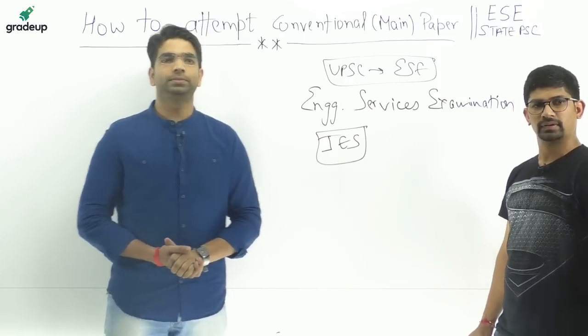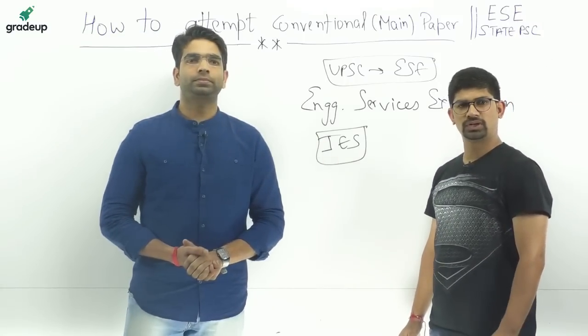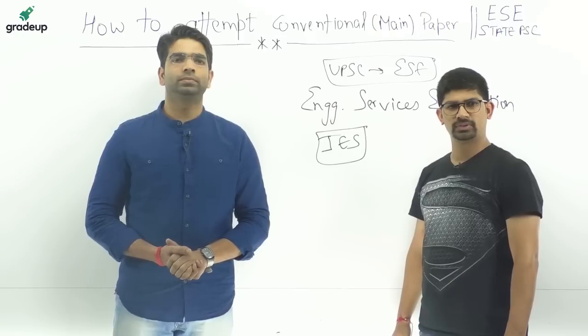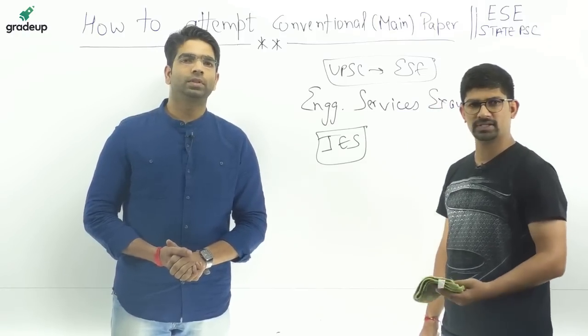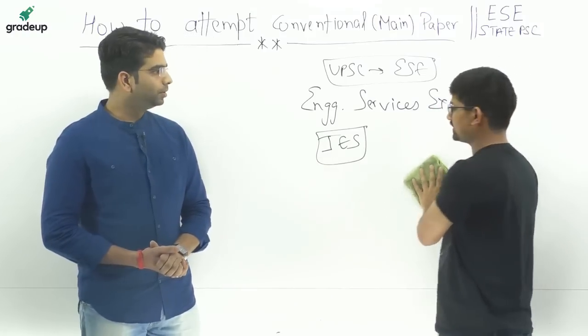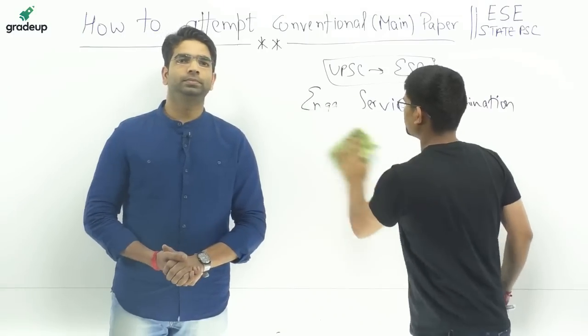Yes, Khushbu Gupta, I got 240.6. Will I be able to write mains? Khushbu, can you please post your branch as well, because the cutoff varies from branch to branch.